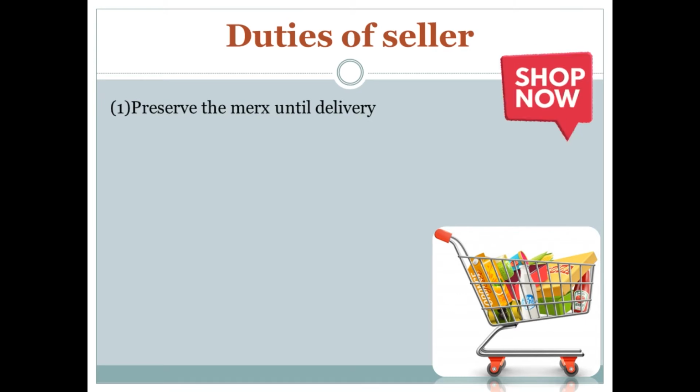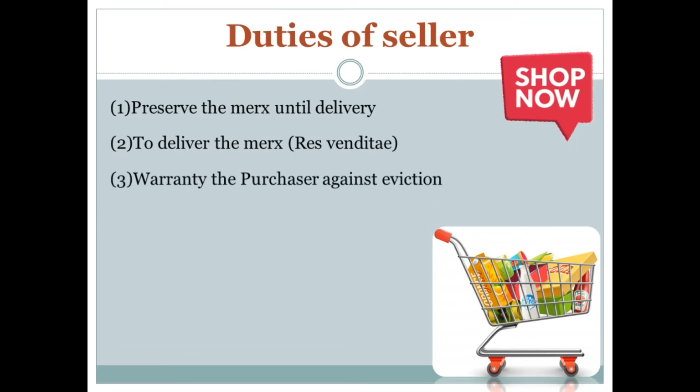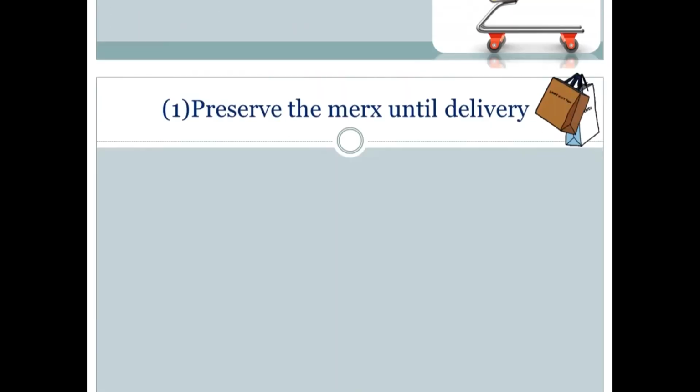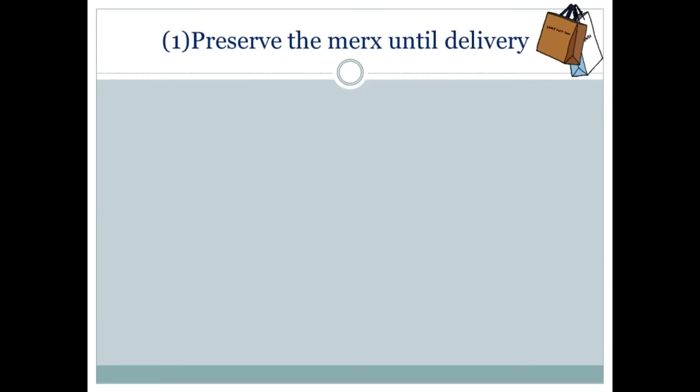The first one is to preserve the merx until delivery. To deliver the merx, warrant the purchaser against eviction, guarantee the merx as free from latent defects. I'll explain this in detail. First, preserve the merx until delivery.